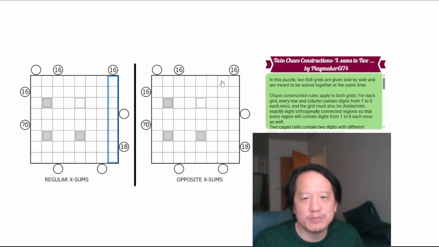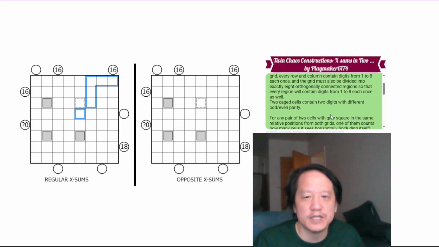And the grid must be divided into exactly 8 orthogonally connected regions so that every region will contain the digits from 1 to 8 once each as well.